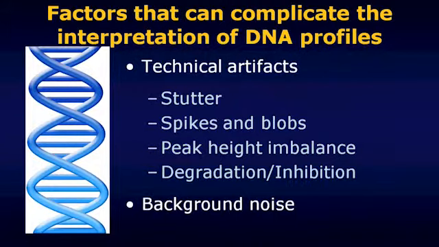So these are technical artifacts. These are commonly encountered technical artifacts that show up quite frequently when we're looking at DNA tests that originate from evidence samples. Many of these artifacts, stutter, spikes, and blobs, are things that often show up in reference samples. Peak height imbalance, degradation, and inhibition are more of a type of problem that manifests itself with evidence samples, but they can occur in reference samples as well.